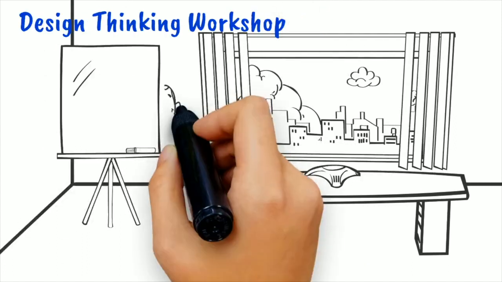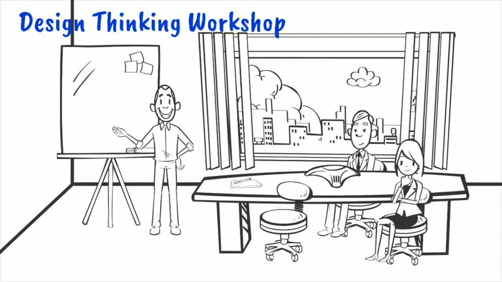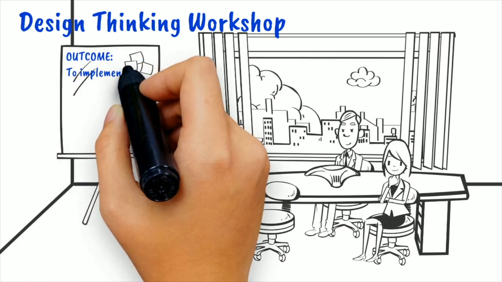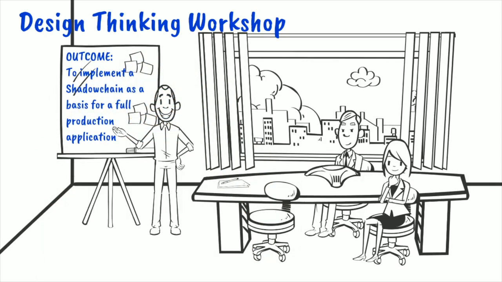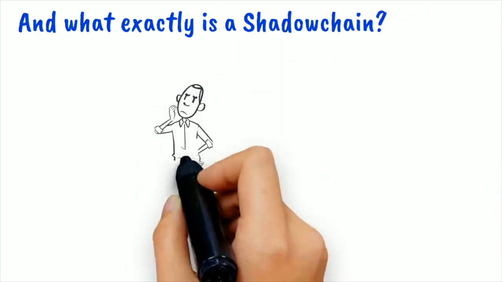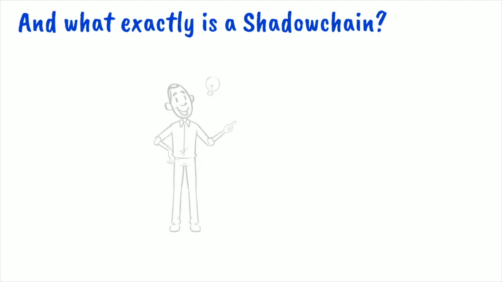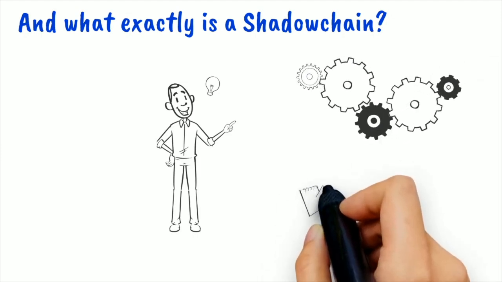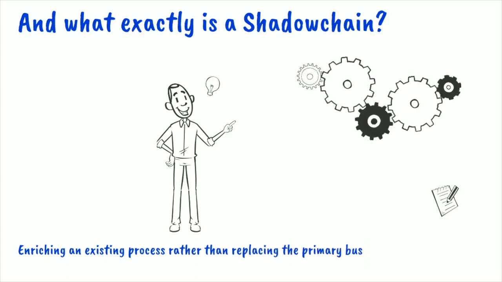Our approach to build a first minimal viable product client inventory asset management blockchain was to conduct a design thinking workshop with the intended outcome of building an application to implement a shadow chain as a basis for a full production application. Instead of attempting a moonshot of immediately redoing all of our processes, we'll use a shadow chain to record key events across our processes and help avoid unnecessary delays, for example, due to transaction settlement time. A shadow chain enriches an existing business process rather than replacing the primary business model completely.